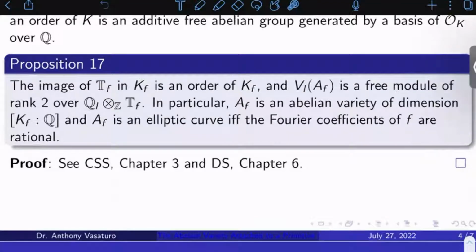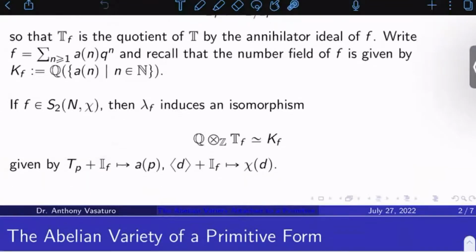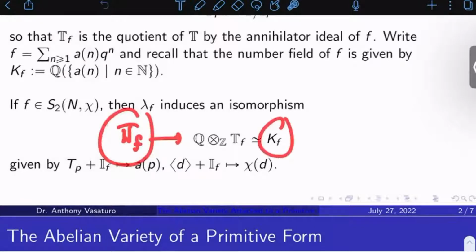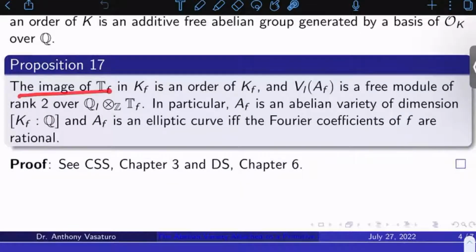Proposition 17. Although this could reasonably be called a theorem, it's very important. The image of T_f in K_f. So what I mean is you've got this isomorphism up here, but then I've also got the tensor map, T_f to the tensor. So the image of T_f in K_f, what is that? It turns out to be an order of K_f. And V_l A_f is a free module of rank 2 over Q_l tensor T_f. I'll let you think about what that means based on some things I've said in previous videos, but I'll spoil it at the end of this video. The real takeaway, though, is that from this you can conclude that A_f is an abelian variety, and I can tell you its dimension. Its dimension is, it's remarkable.